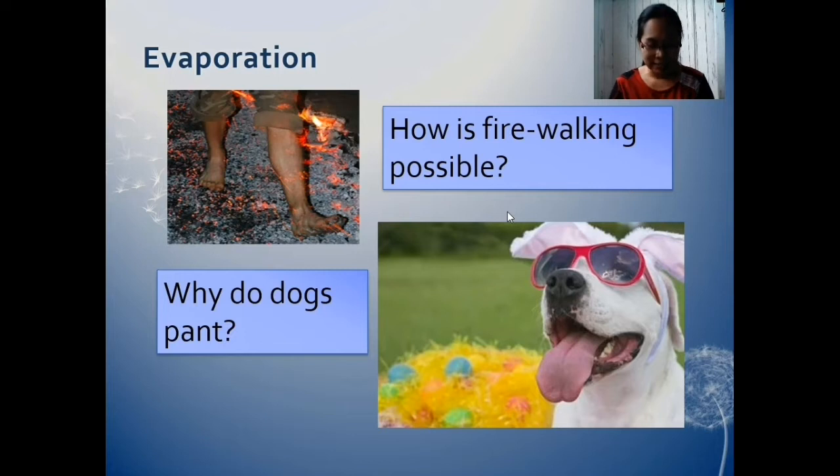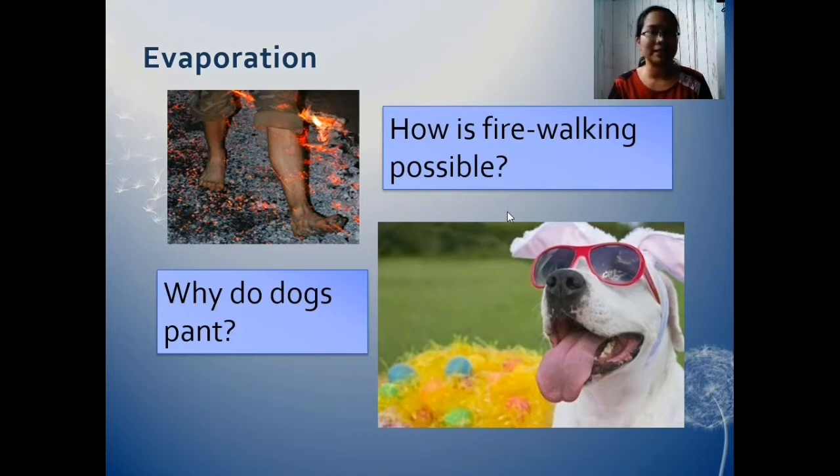This is done. The firewalkers first dip their feet in liquid so that the heat will not go directly to their feet, but it will be used to evaporate that liquid. That's why they have to walk very fast, so that before all of the liquid layer evaporates, they have already crossed the coal. So that's how firewalking is possible.